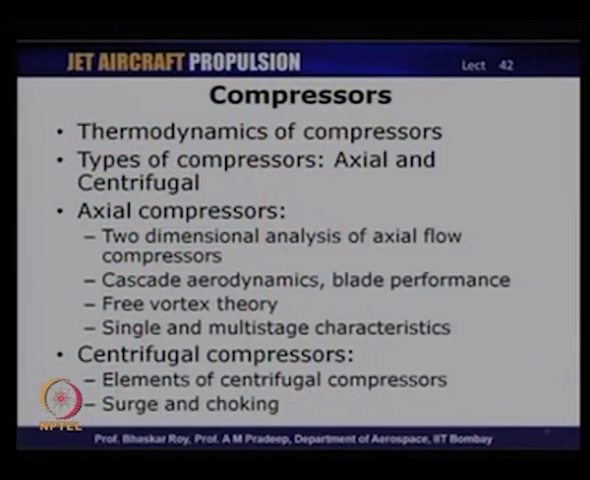After cycle analysis, we started our discussion on individual components. We have several components which constitute a jet engine. One of the important components is the compressor. We first discussed the rotating components. There are two distinct rotating components in a jet engine, the compressor and the turbine. We first discussed these two components, and then we took up the non-rotating components like the combustion chamber, intakes, and the nozzles.